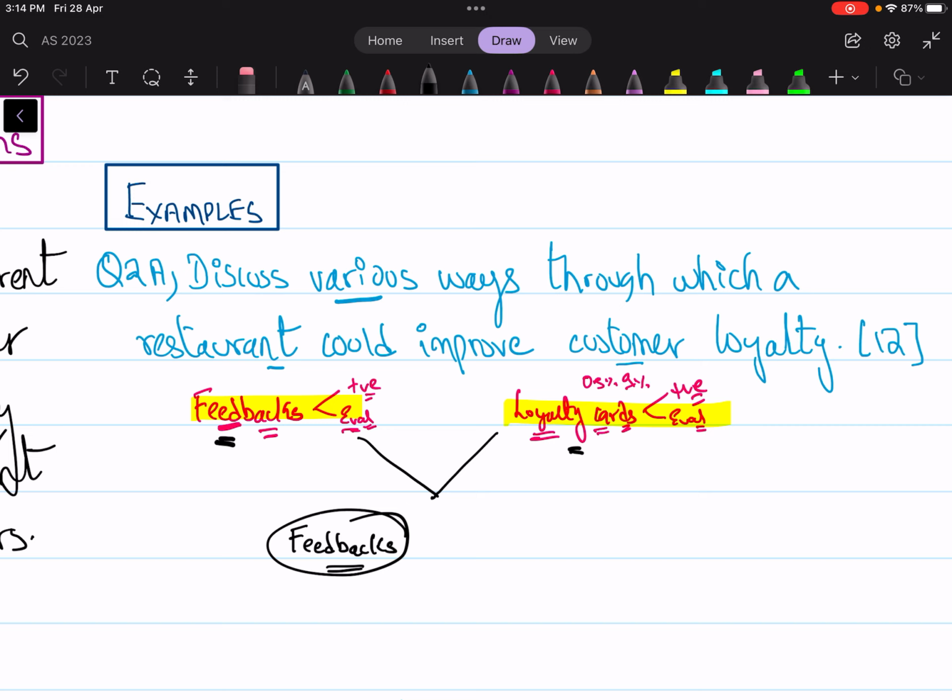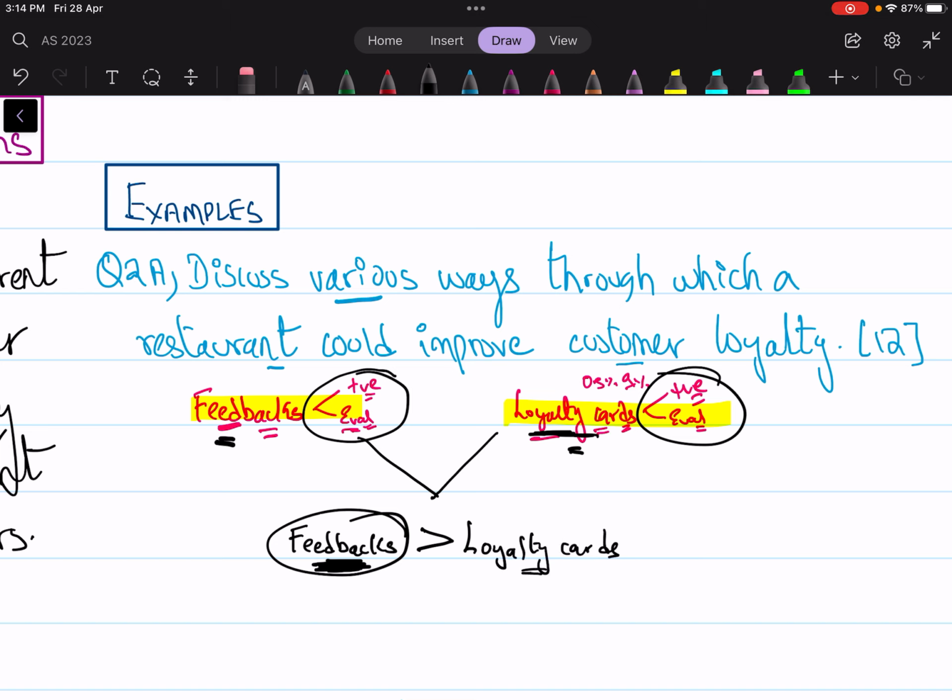So my manager, or the restaurant manager or the retail store manager in front of me, would ask me, why feedbacks over loyalty cards? Why feedbacks and not loyalty cards? Now mind you, in the entire answer, you discussed the benefits and the evaluative comments for feedback separately. You discussed loyalty cards' benefits and evaluative comments separately, but not even once did you compare how feedbacks will be better than loyalty cards.